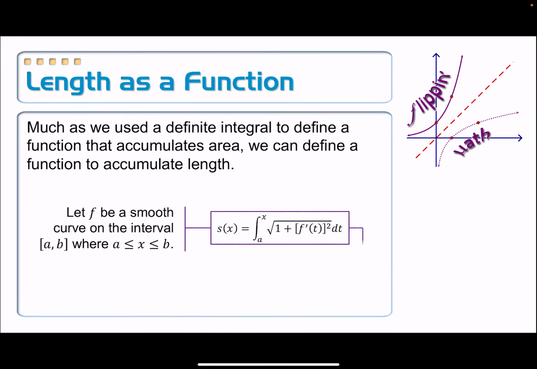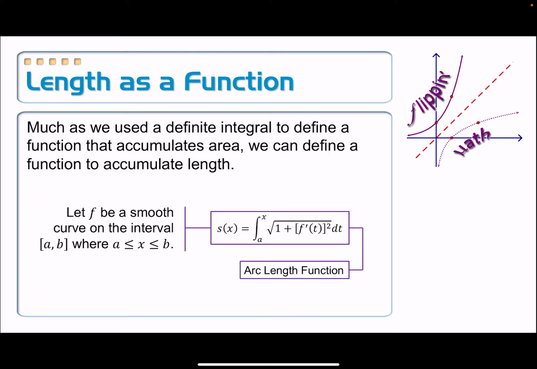So we're going to define a function s, which is based on the length of a function, a smooth curve called f, on a closed interval from a to b. Notice that this looks very similar to what we did with our accumulation functions. And notice the change in variable that's happening here. The variable for our function s of x, x, is the upper limit of our definite integral, but inside the integrand we have a t because we don't want to get confused with those different variables. So this is called an arc length function.